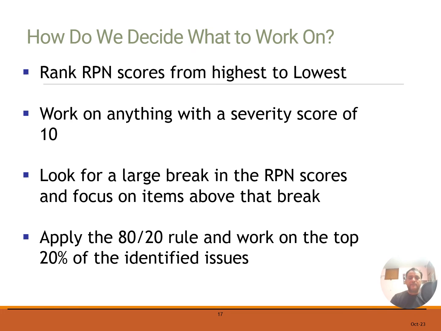Work on anything with a severity score of 10 because it is an immediate concern for our customer. Look for the large break in the RPN scores where we have very low versus very high RPN numbers, or you may also apply the 80-20 rule or Pareto rule to work on the top 20% of the identified issues here.